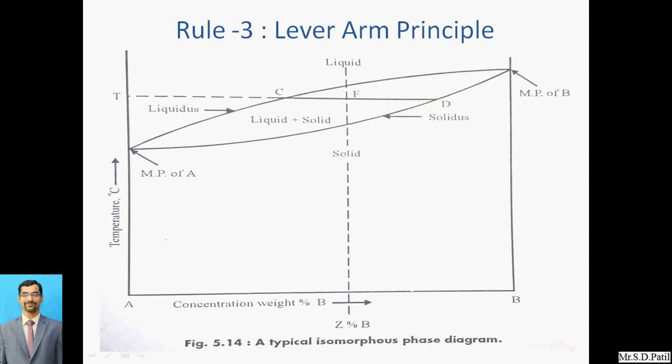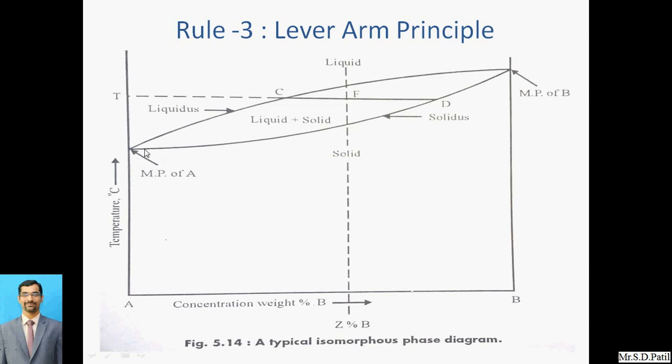So here, first of all, just try to understand what the lever arm rule is. The lever rule is used for finding out the amount of phases existing in binary systems. Whatever the phases may be, the lever rule is used to find out the amount of phases existing in the binary system for a given alloy at any temperature under consideration. So at any temperature, which kind of phase it is has to be identified.